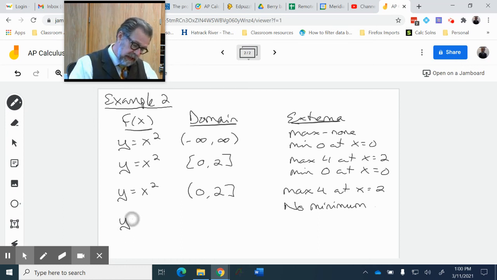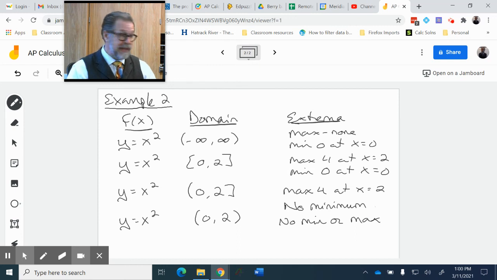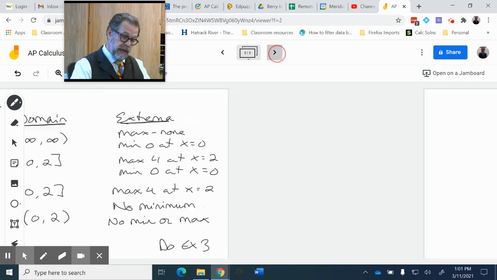And finally, let's look at y equals x squared, but let's look at an open-ended interval 0 and 2. And this has no minimum or maximum because, again, you never get to 0, you never get to 2. You can just continue to get closer and closer and closer. So, my students, go ahead and do exercise 3. And we'll be right back with the next thing.